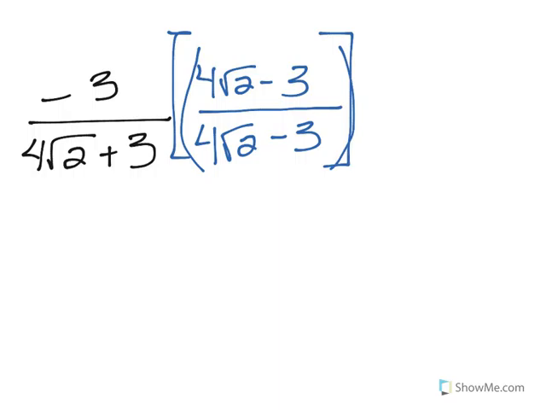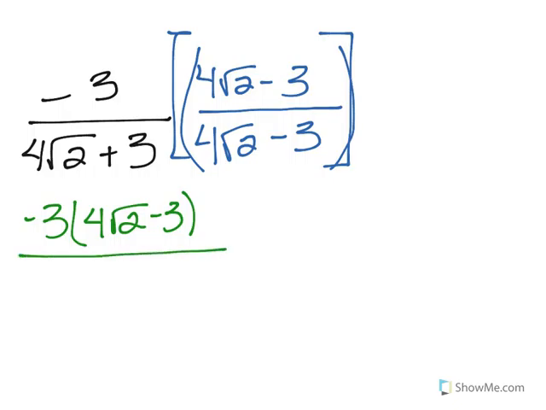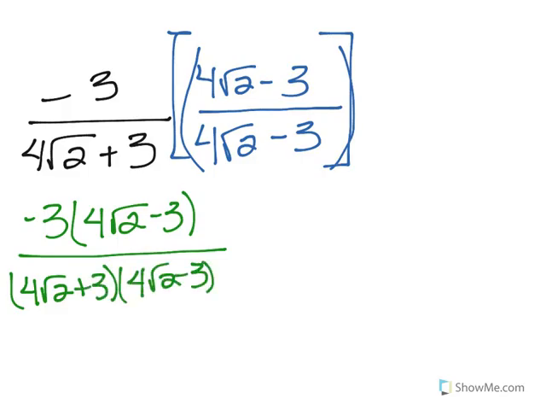So going through with this multiplication, I'm just gonna keep it that way in the top. I'll write it out both sides. So 4 square root of 2 plus 3, 4 square root of 2 minus 3.